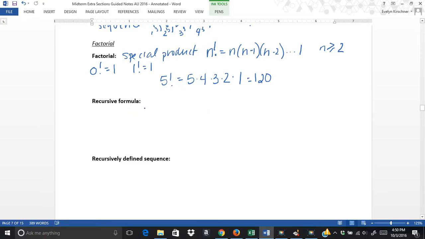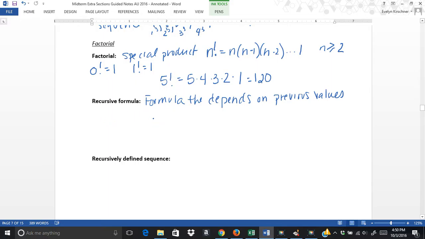Okay, so recursive formula, if you have ever heard of a recursive formula, it's a formula that depends on previous values. And the factorial can be written as a recursive formula. So let's look at something.